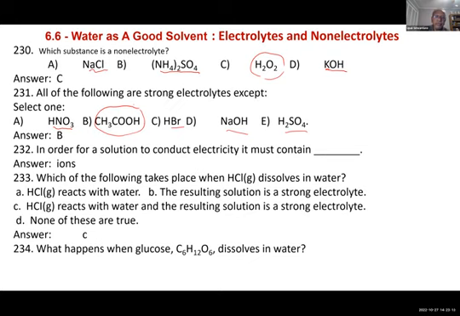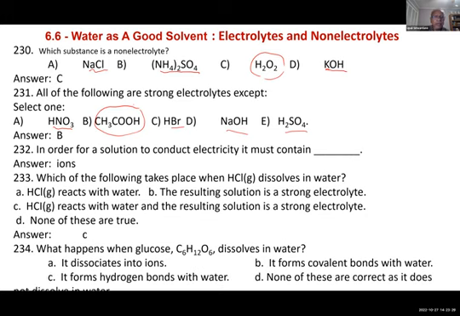What happens to glucose when it dissolves in water? It doesn't break up. Break means dissociate. Does it dissolve into ions? No. It forms a covalent bond with the water? No. It forms hydrogen bonds with water? Yes, hydrogen bonding takes place. The answer is not shown here. The answer is C.